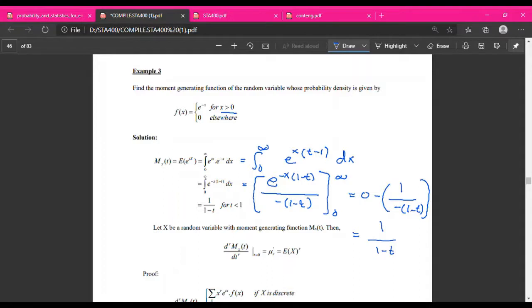Alright, so hati-hati bila you nak integrate the exponent function. Okay, yang melibatkan dia punya interval ni, limitnya melibatkan infinity. Okay, so this is our MGF function, Mx(t).